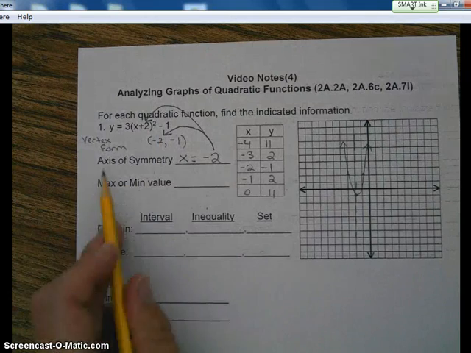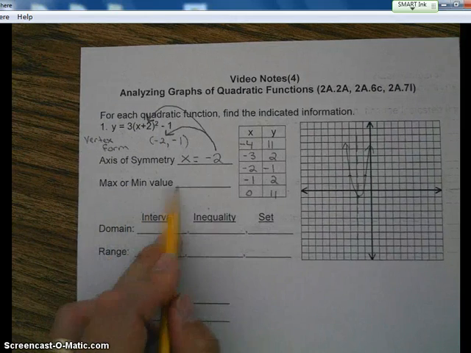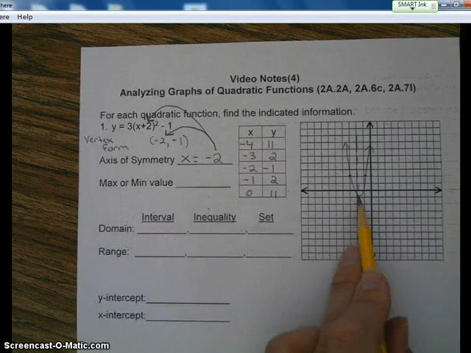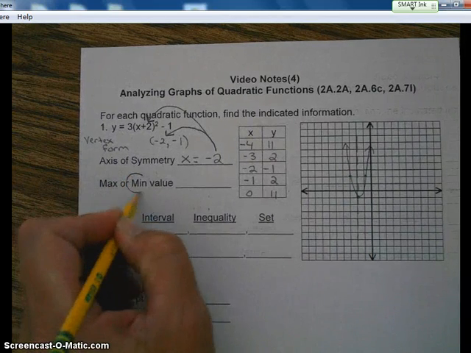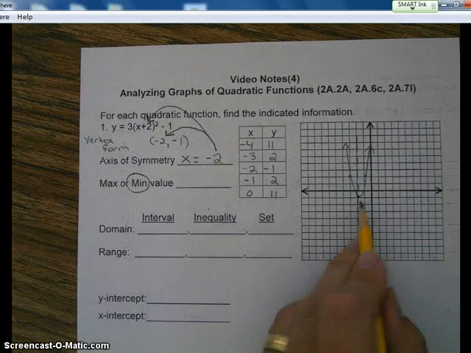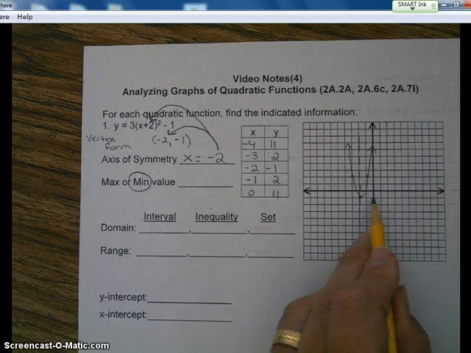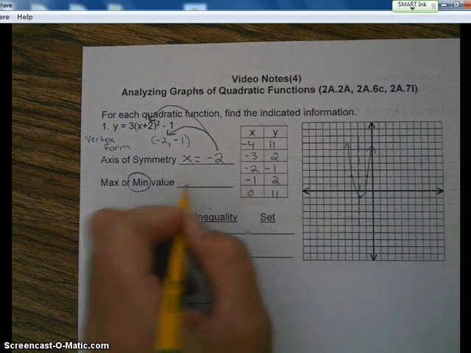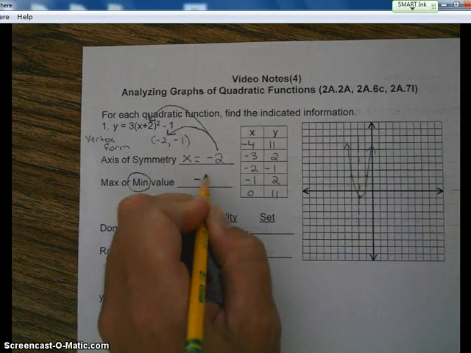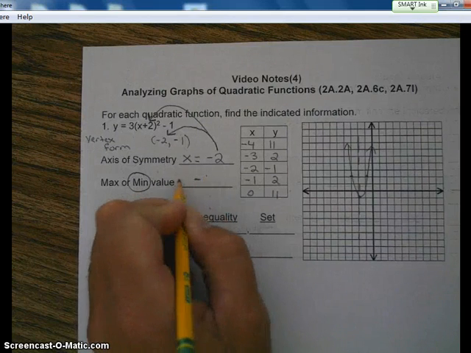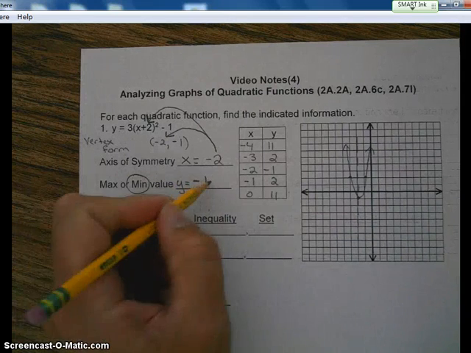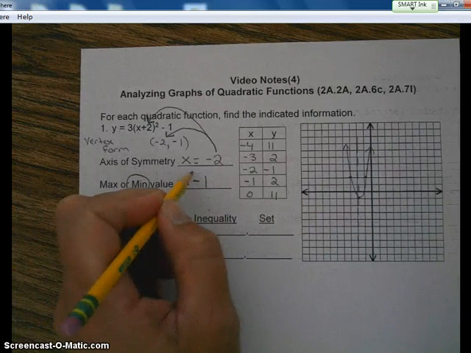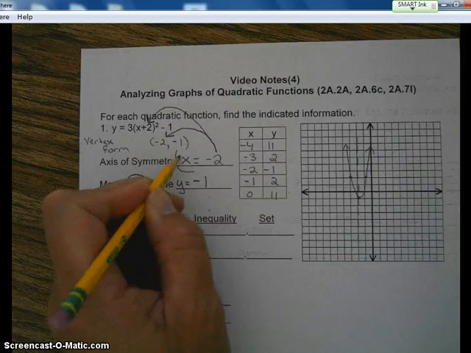Okay, axis of symmetry. Max or min value: we have a min because the vertex is at the bottom. And the value of this minimum is -1. So y equals -1, and this one is going to correspond to your y coordinate.